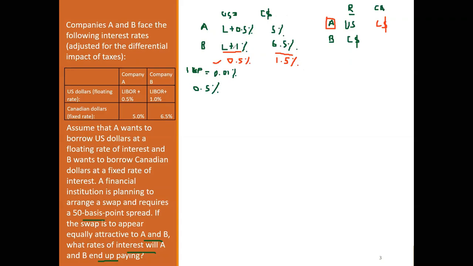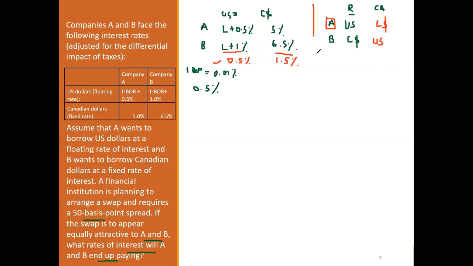Why? B is anyway paying more compared to A in all the markets, but the difference is less. It is paying only 0.5% more than A in the US dollar market. So B is better off if it goes to the US dollar market. So for B, there will be a comparative advantage in the US market.